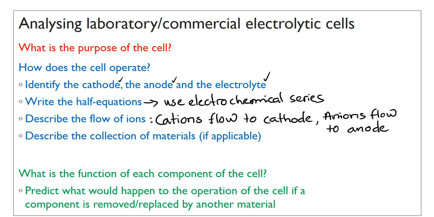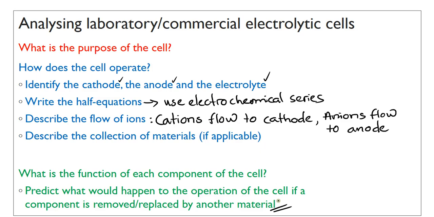Some other times, and this is probably the more advanced version of this question, they're going to ask you to predict what would happen if you remove a component, or this is probably the more common one, if you replace a component of the cell with another component, what would happen to the operation of the cell? And you really need to think about what new material is being introduced if you replace with another material, and how that new material may compete with the existing operation of the cell.